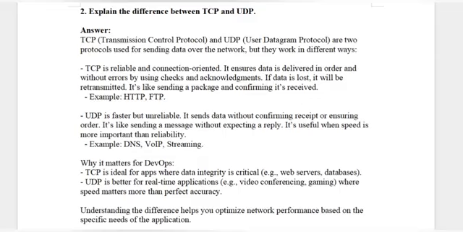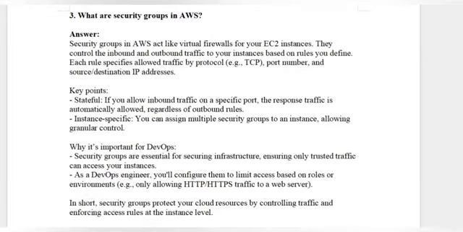TCP is ideal for apps where data integrity is critical, and UDP is better for real-time applications where speed matters more than perfect accuracy. Understanding the difference between TCP and UDP helps you optimize network performance based on the specific needs of the application. The next question, what are security groups in AWS?